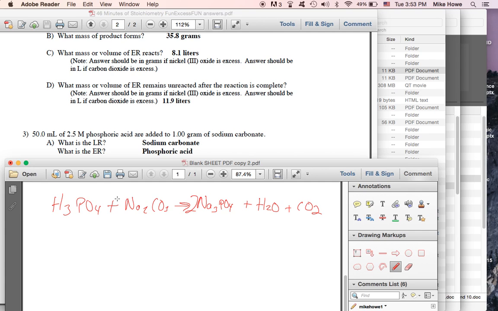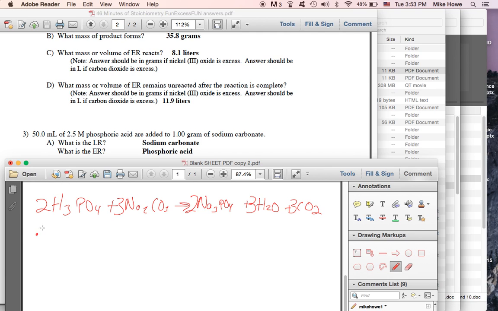Now we need to balance that, so we've got 3 sodiums and 2 sodiums. You're going to put a 2 here, and a 3 here. That gives you 3 carbons, so we probably have to put a 3 over here. What about the hydrogens? We've got 2 hydrogens on this side, so we probably need a 3 there, and a 2 over here gives us 2 phosphates. We've got 2 phosphates. There's your balanced equation.